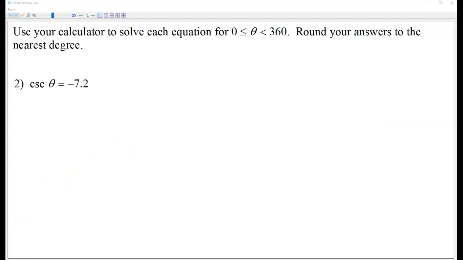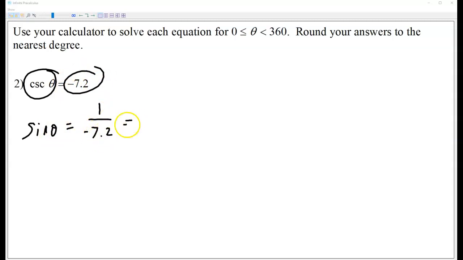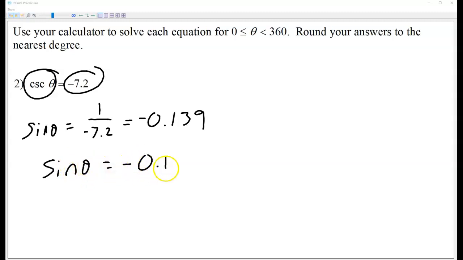So this is cosecant, and as you know, there's no cosecant button on our calculator. So what we do is we take the reciprocal on both sides. The reciprocal of cosecant is sine, and the reciprocal of negative 7.2 is 1 over negative 7.2, which if we punch that into our calculator, we get about negative 0.139.